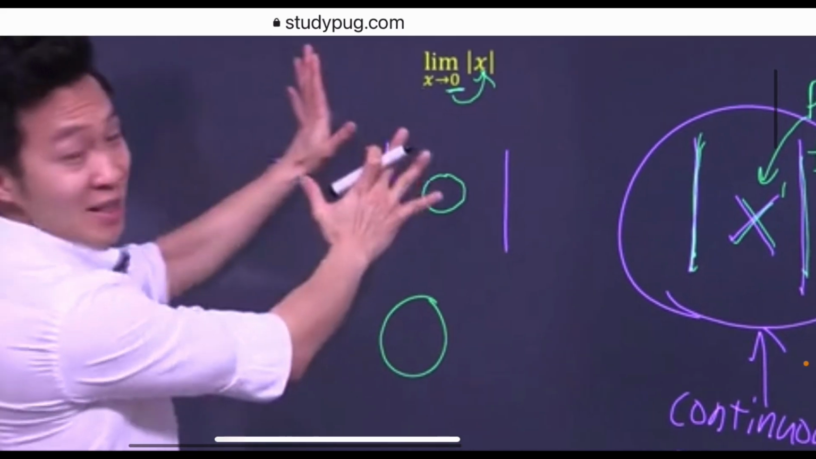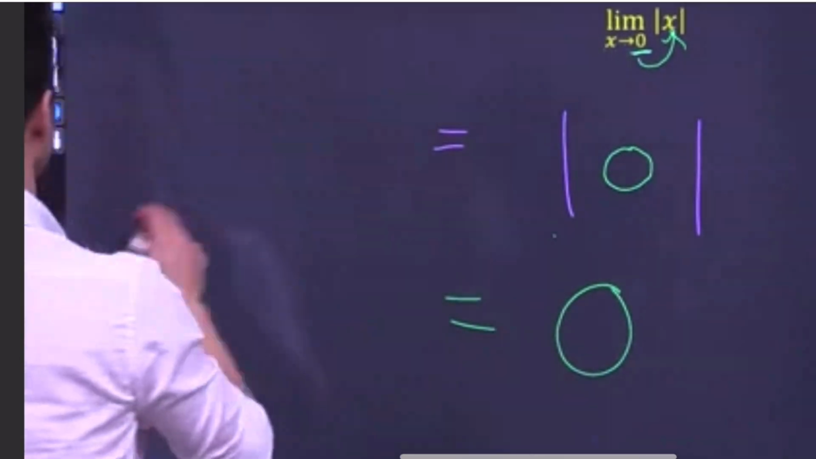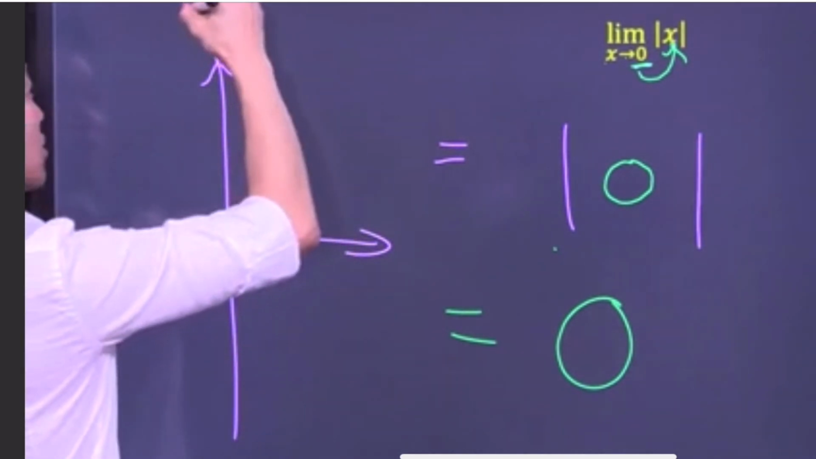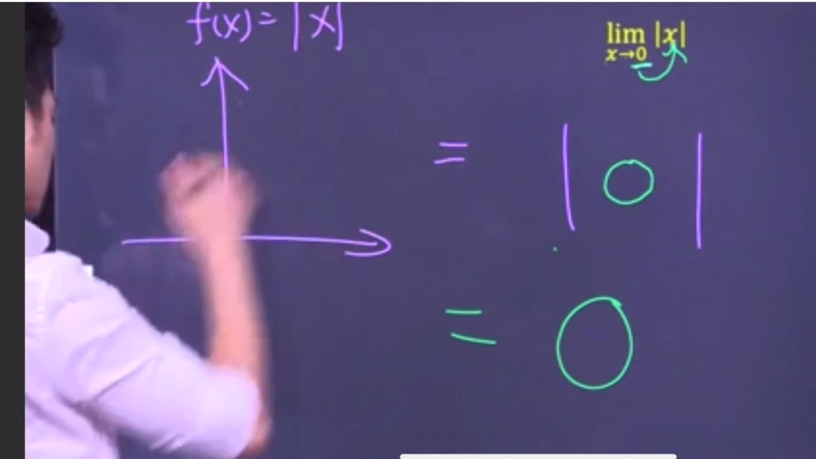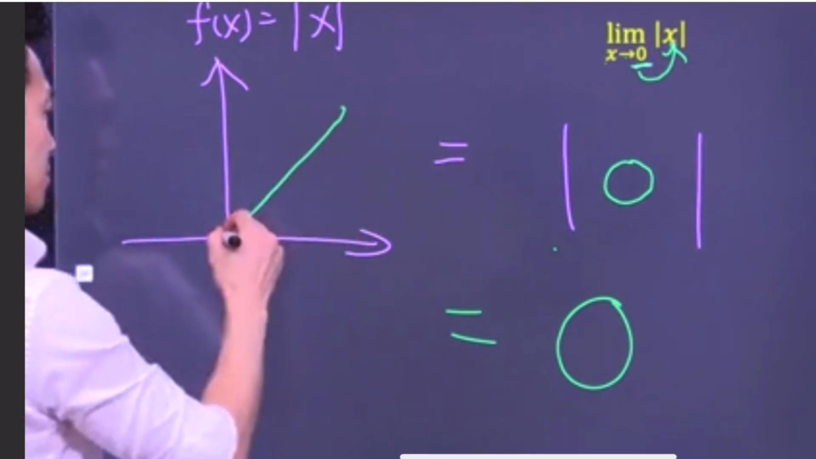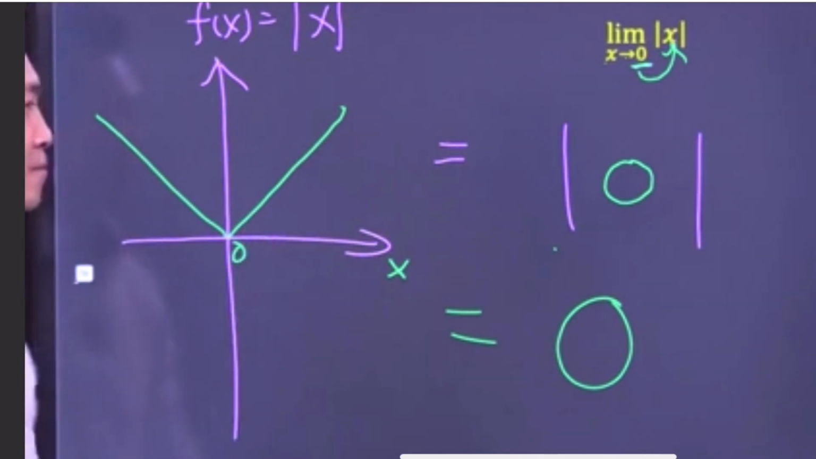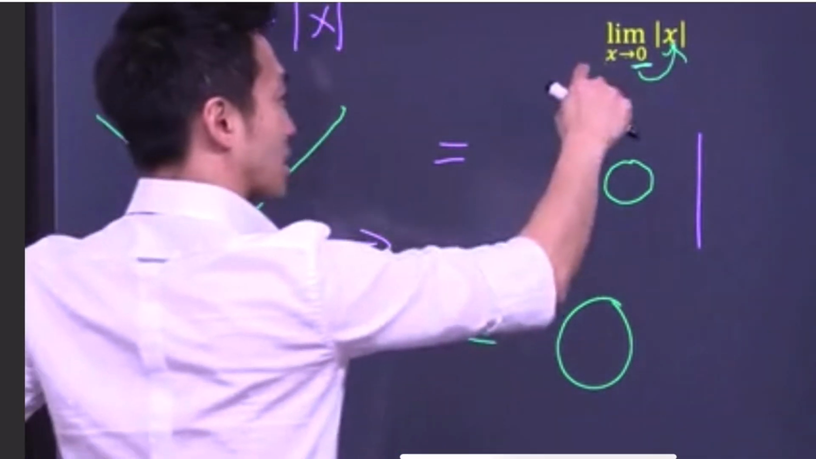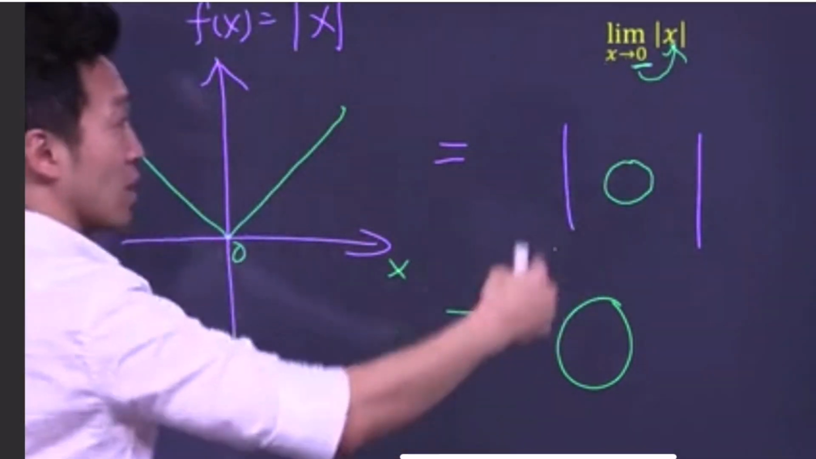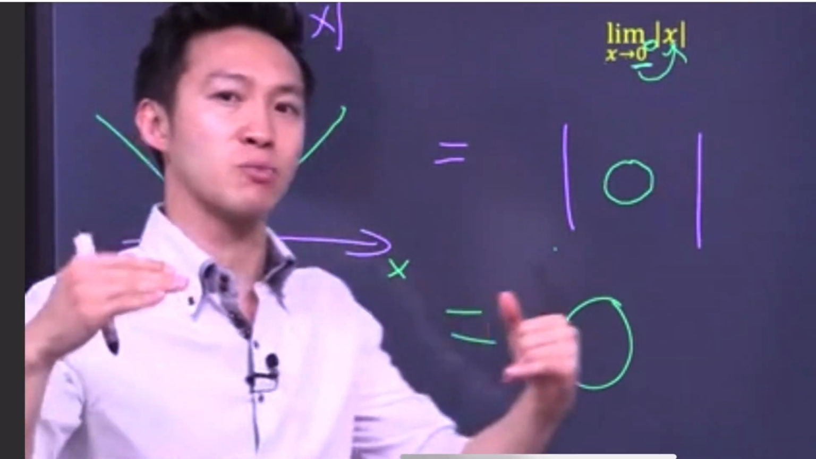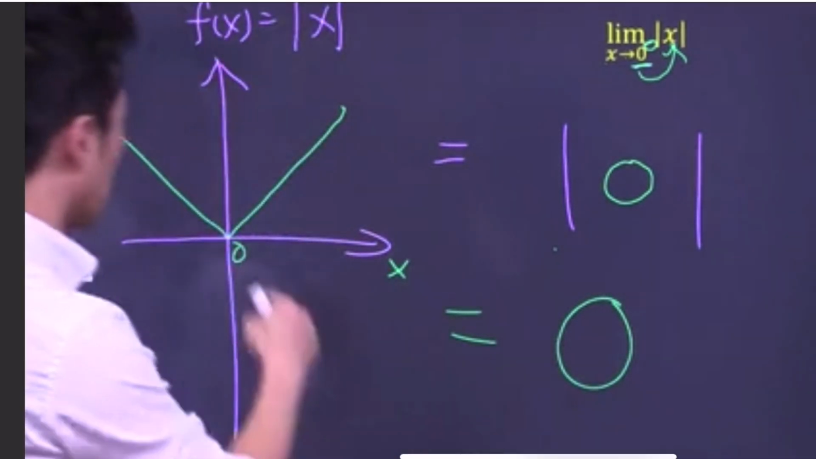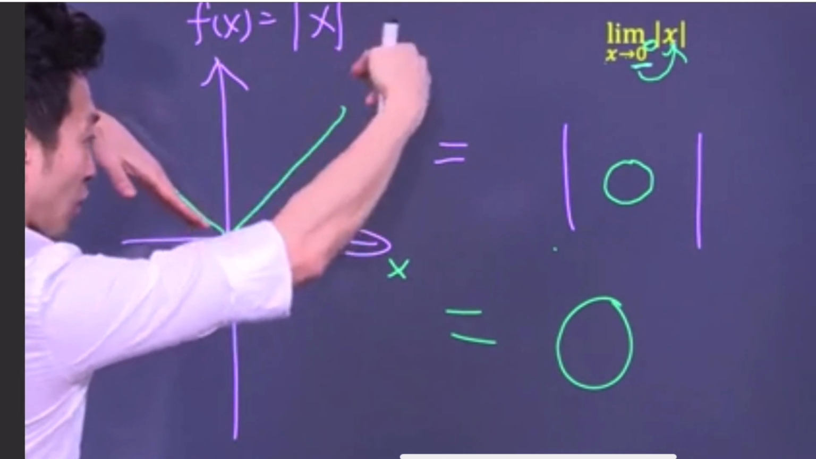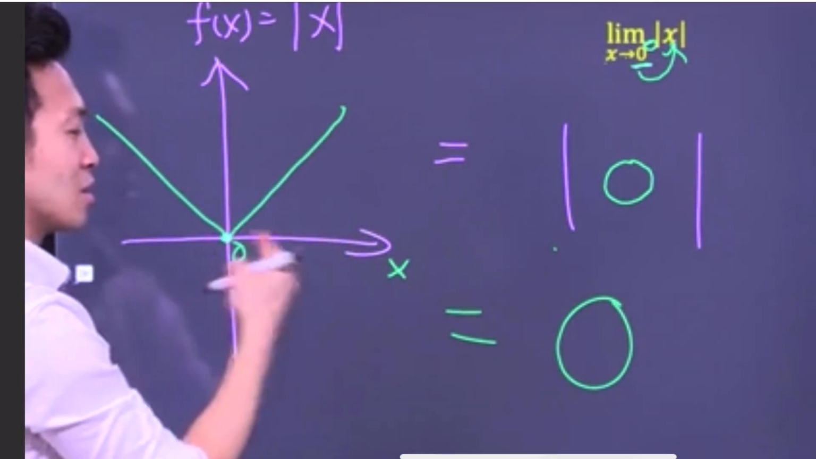And guess what? We can also visualize this on the graph. Now the graph of the function absolute value of x looks like this. So the limit of the function absolute value of x, as x approaches 0 from both directions. Because if the direction is not specified, that means we have to consider approaching the number from both sides. So approaching 0 from the left, approaching 0 from the right, the function approaches the same value, which is 0.